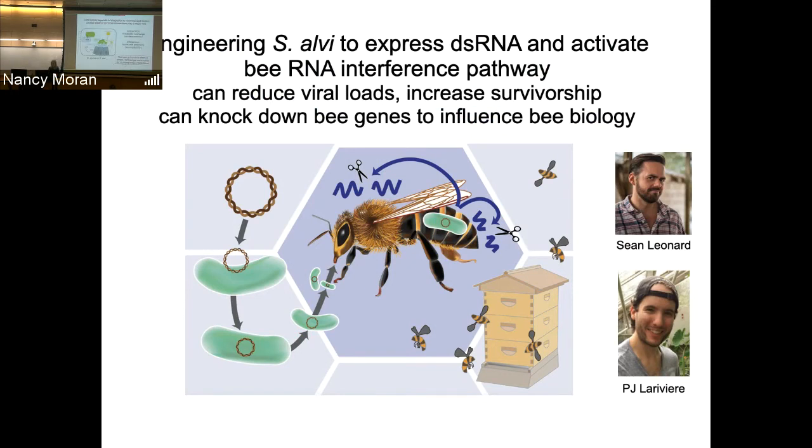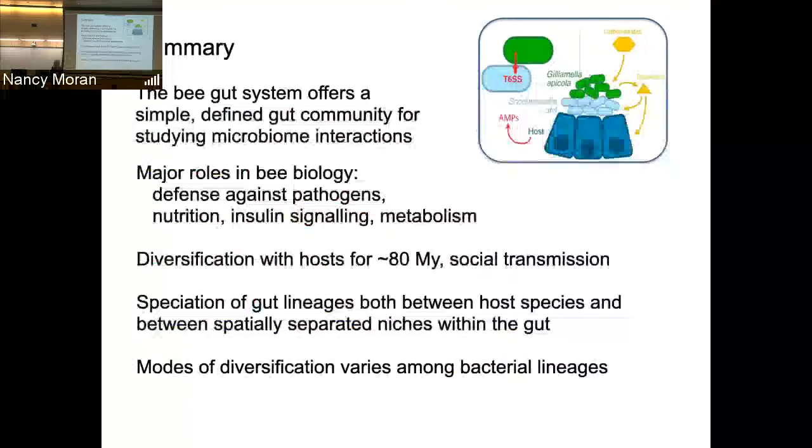So I'm going to just go to the conclusions. Just to summarize, I don't want to go over the bee gut system again, I've just given you some highlights of the different things that can be done with it. It's a simple, defined gut community that's useful for studying different aspects of interactions. It's got major roles in bee biology, which I think makes it of more interest to more people. It's a defense against pathogens for sure. If you perturb it, they're more susceptible to dying.